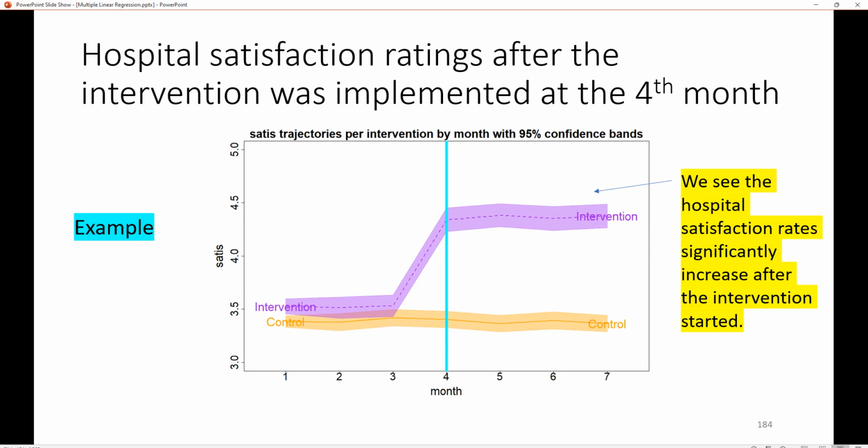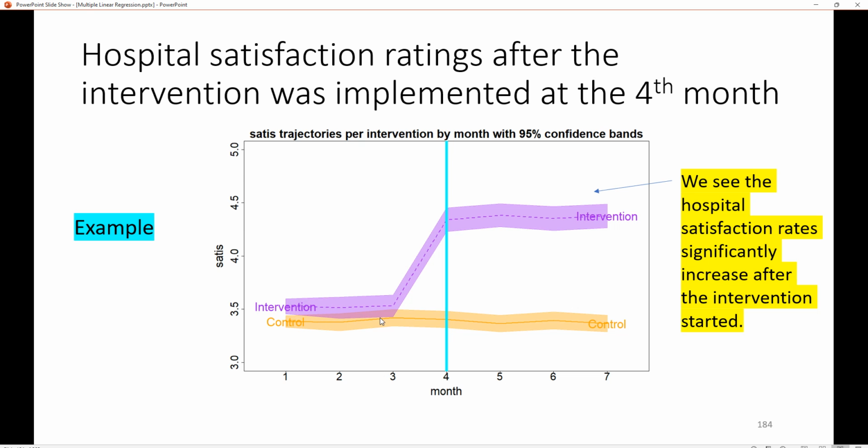And here's an example of what we might see in hospital data. We're looking at hospital satisfaction ratings after the intervention was implemented at the 4th month. So we have a similar graph. In purple, we have the trend for our intervention group. In orange, we have the trend for the control group. We see the hospital satisfaction rate significantly increase after the intervention started.